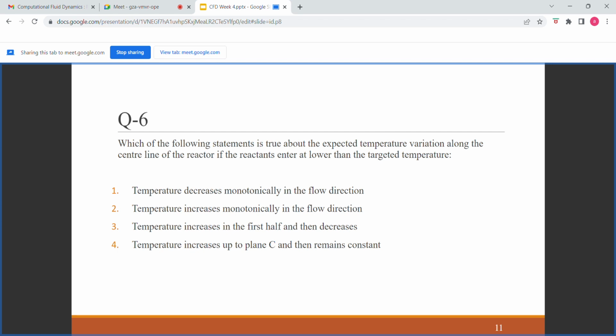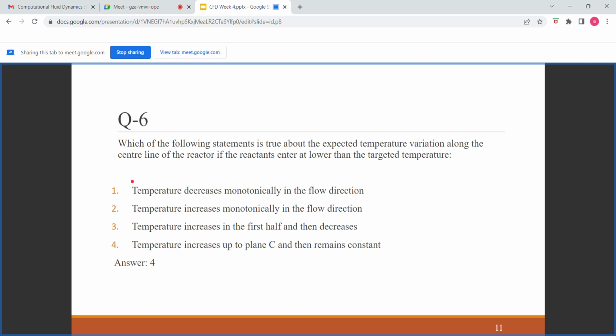In that range, it would be increasing from planes A and C, that is, up to plane C the temperature would be increasing, after which the temperature would remain constant. So the answer to this question would be option 4. So answer is option 4.